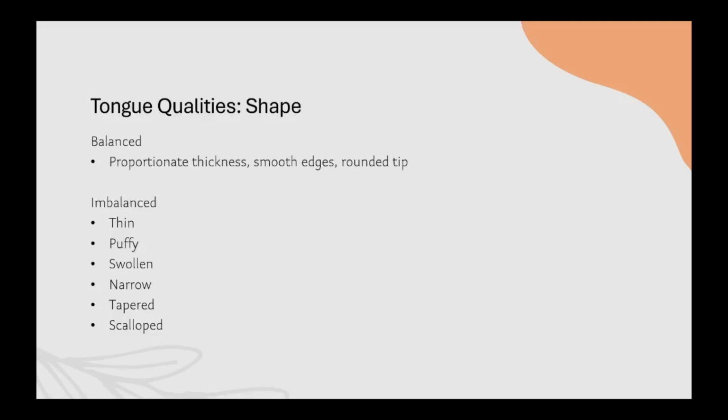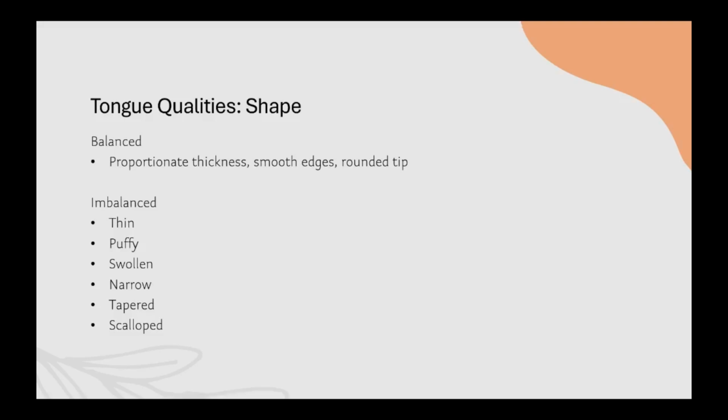But if there is imbalance, the tongue will look kind of disproportionately sized. So it could be really thin, even flat looking. On the other hand, it could be puffy and/or swollen, where swollen tends to refer to an excess in the width, versus puffy, which is kind of an excess in the height, or the vertical shape of the tongue, and versus narrow or tapered.